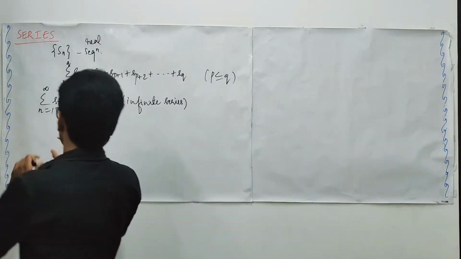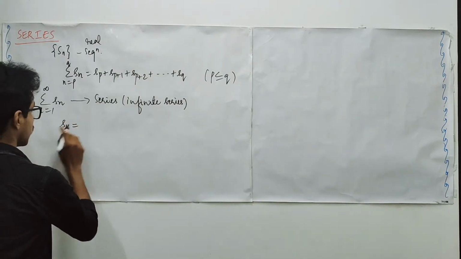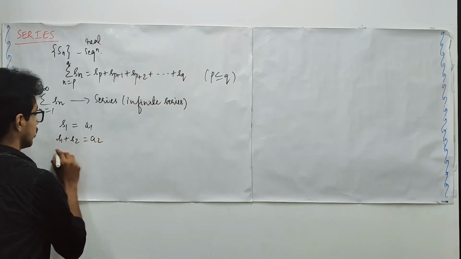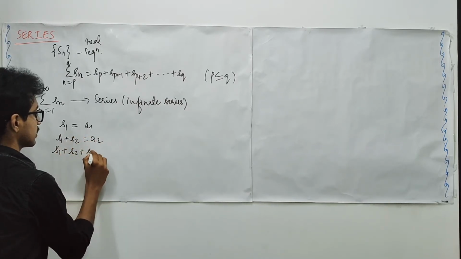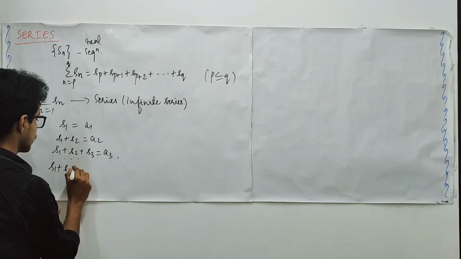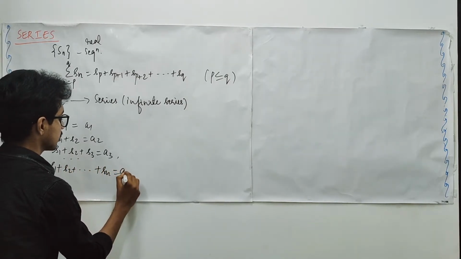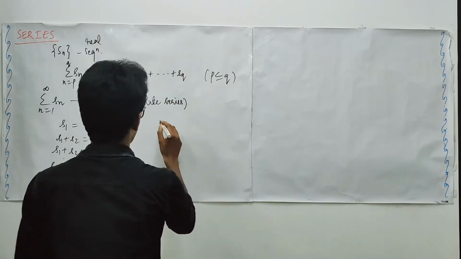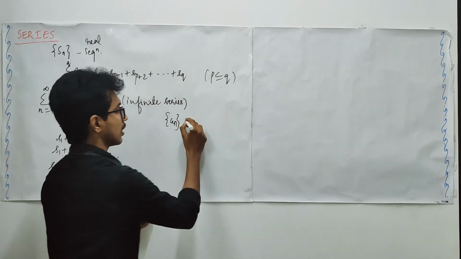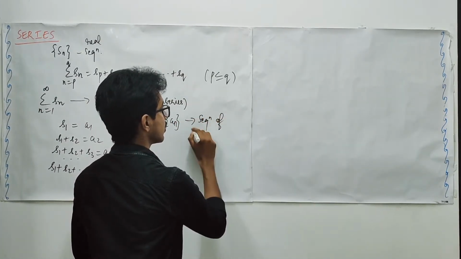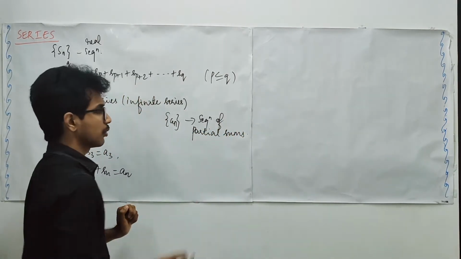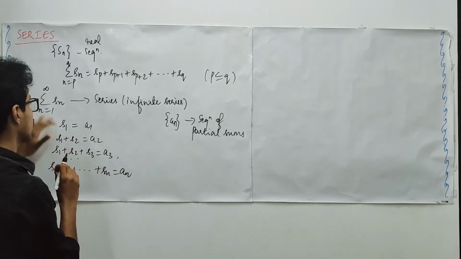So from this, what I am going to do is take S1 as A1, S1 plus S2 as A2, similarly S1 plus S2 plus S3 as A3. So in general, S1 plus S2 till Sn is known as An. Now collect these in a sequence. This is called the sequence of partial sums. These are taken from the series.